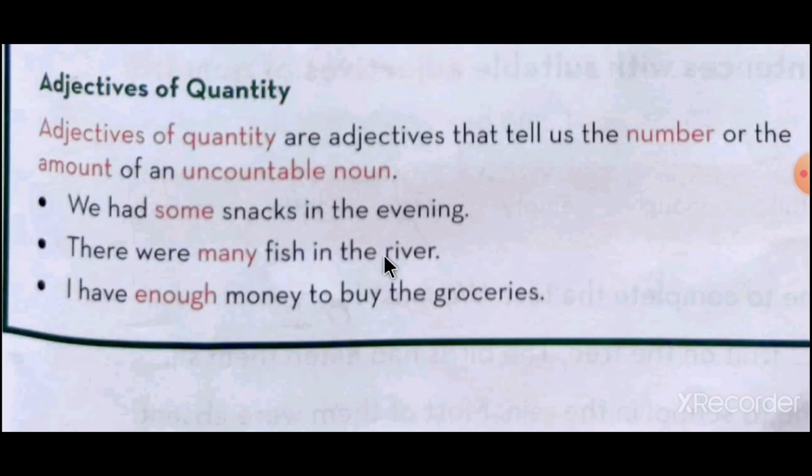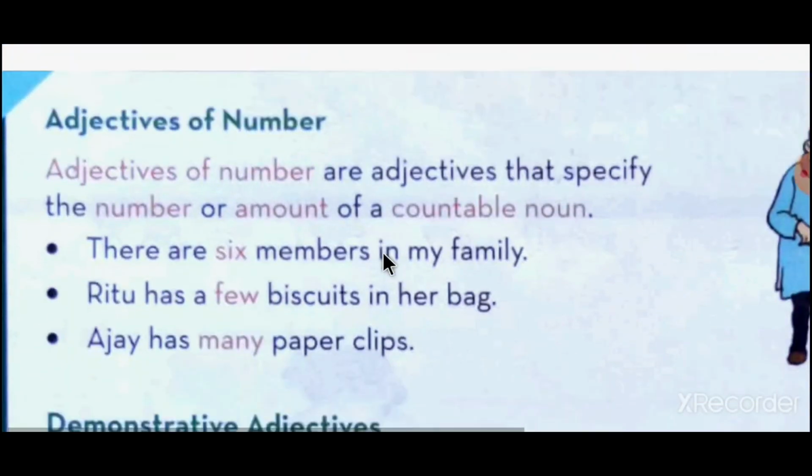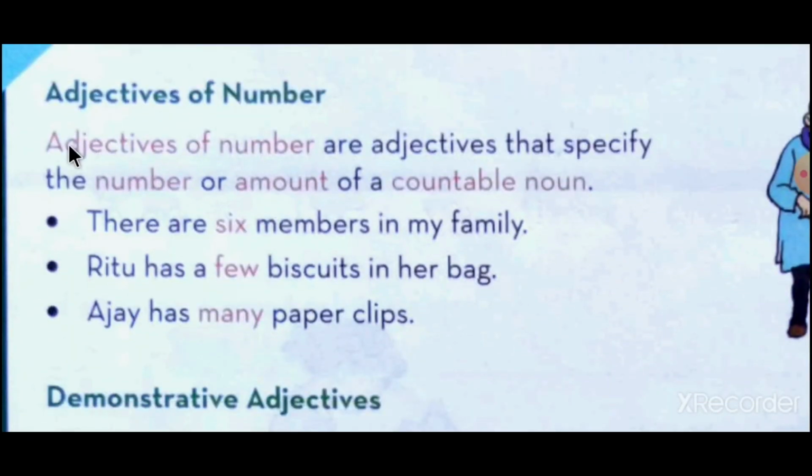Okay, so next one, adjectives of number. Yes, adjectives of number are adjectives that specify the number or amount of a countable noun. जो countable, जिसे हम गिन सकते हैं वैसे नाउन्स के नंबर, और हम कह सकते हैं अमाउंट को स्पेसिफाई करता है, वे वर्ड्स कॉल्ड एडजेक्टिव्स ऑफ नंबर। Examples are: There are 6 members in my family. Ritu has a few biscuits in her bag. Ajay has many paper clips.